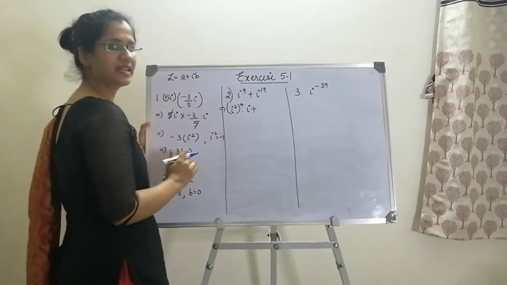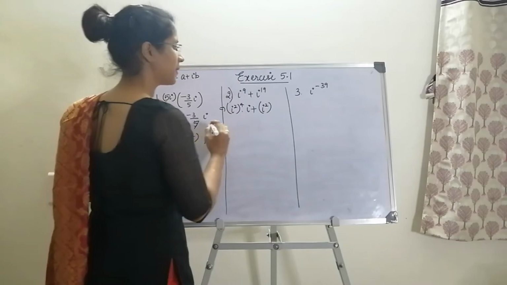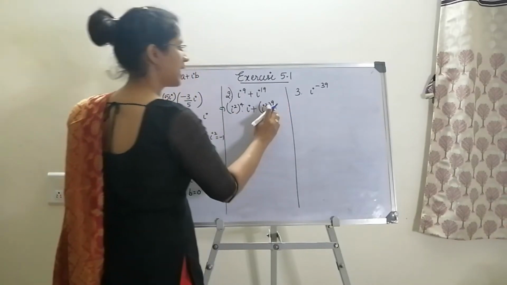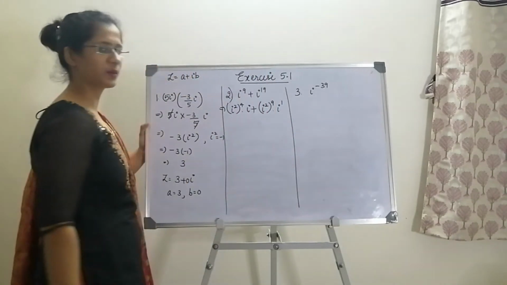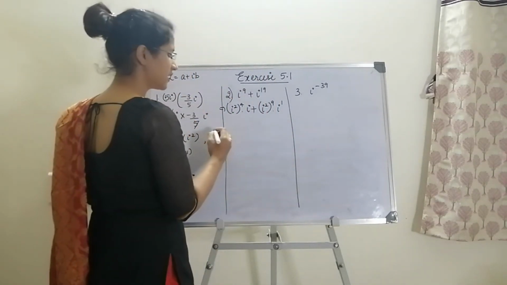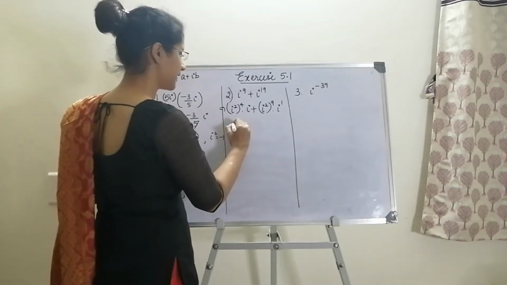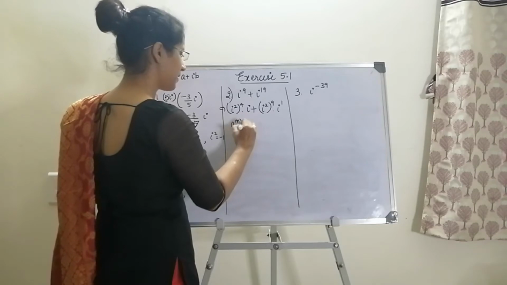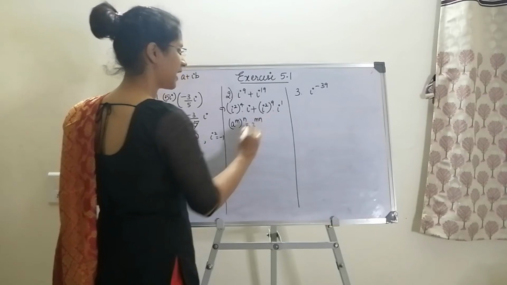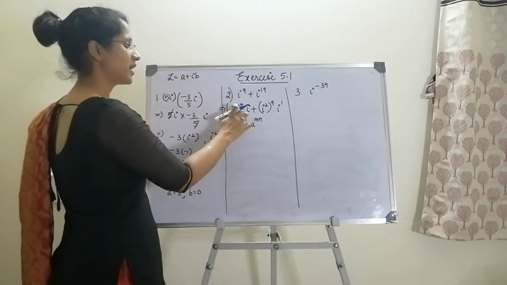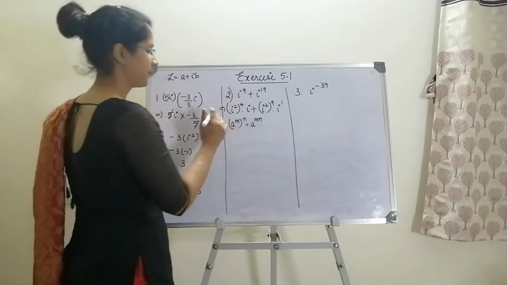i to the power 19 can be written as i square whole to the power 9. 9 2s are 18. Remaining i to the power 1. So what all have I used here? Among theory of indices, I have used this particular identity, that is, a to the power m whole to the power n is equal to a to the power mn. So when I multiply 2 and 4, I will get back i to the power 8.